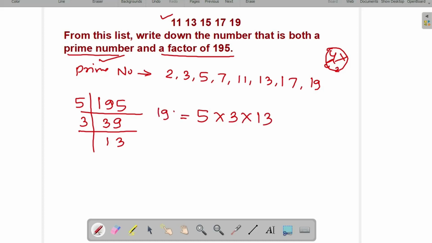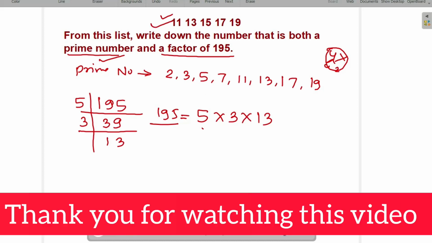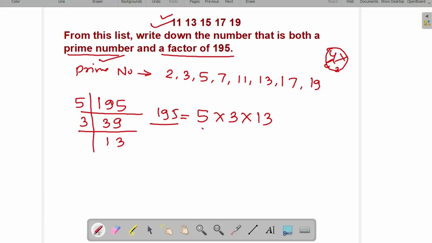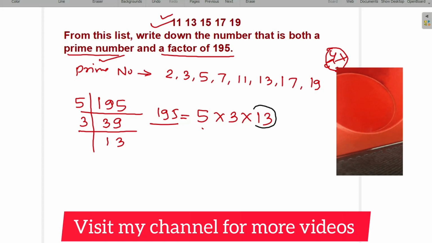Okay. So this is how we can express any given number in the prime factors of the number. Now from here we know 5, 3 and 13 are prime numbers, fine, but from the list whatever is given we need to check which one is matching. So the only matching value, if we see here, is 13, which is matching with the factors.